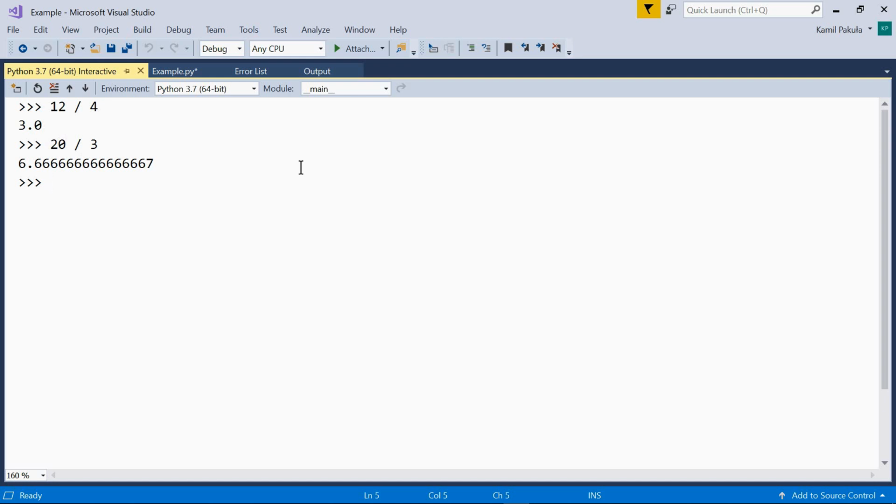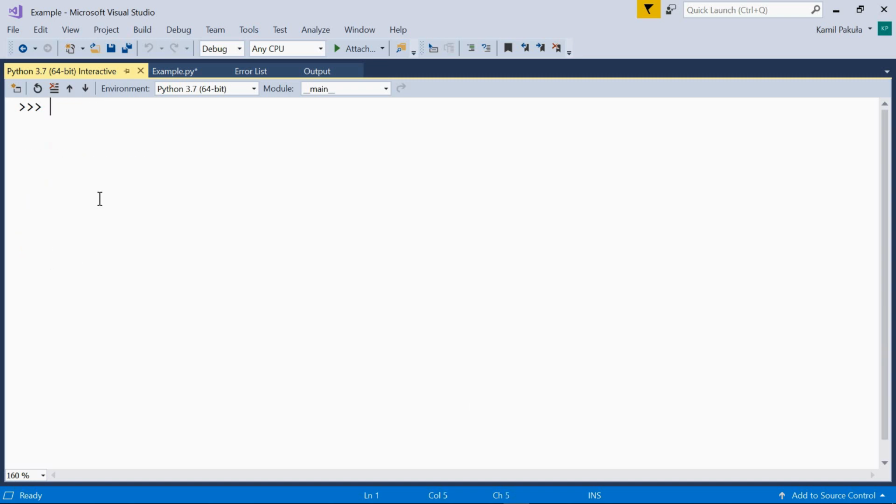In floor division, the result is truncated down, so the result is the floor, the largest integer number smaller than the result of true division. So, for example, 12 divided by 4 equals 3, an integer, and 20 divided by 3 equals 6, because this is the largest integer number smaller than the result of true division, which is here.